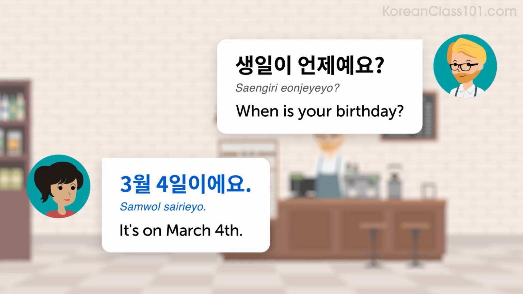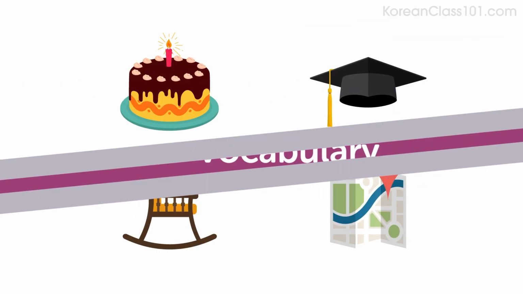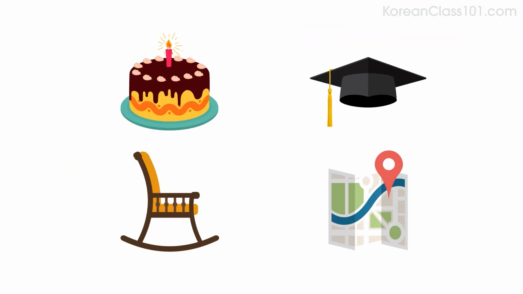3월 4일이에요. Listen to it again. 3월 4일이에요. This Korean sentence literally translates as, March 4th it's. But it means, it's on March 4th.